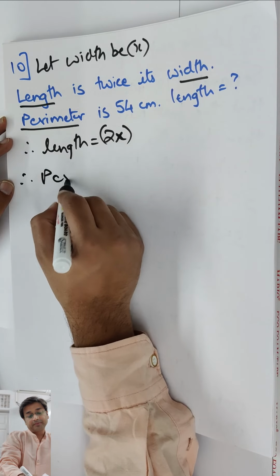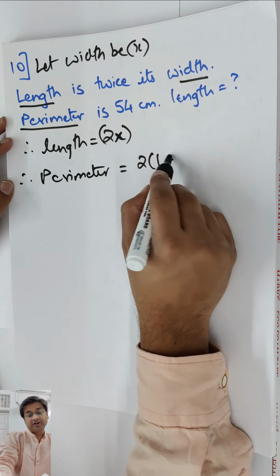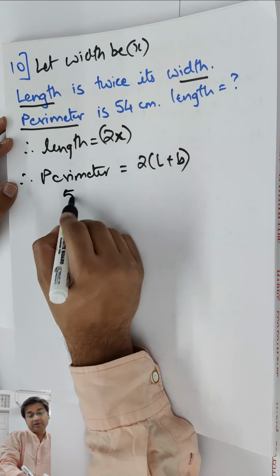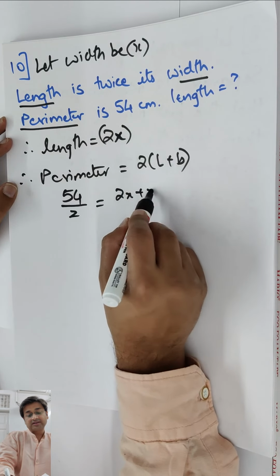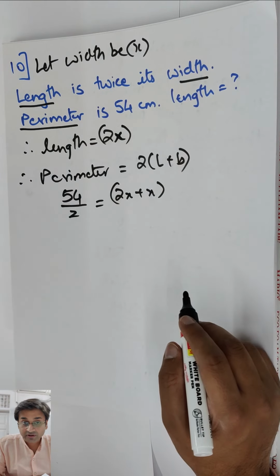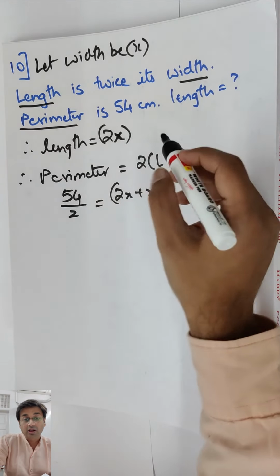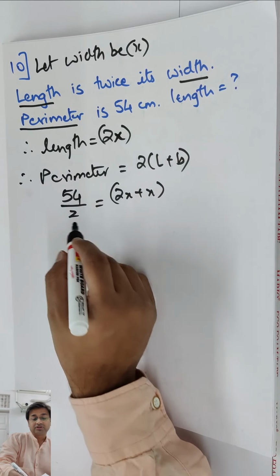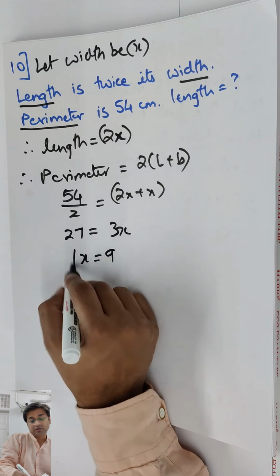Therefore, the perimeter, they said, is 54. So perimeter is twice length plus breadth. So perimeter is 54. Let this 2 go down. Length is 2x and breadth is only x. Simple, isn't it? So you can use even geometry stuff to solve with algebra. This is typically a geometry question we're trying to solve with algebra. So let's try it further. So 27 is 3x. So x is equal to 9.